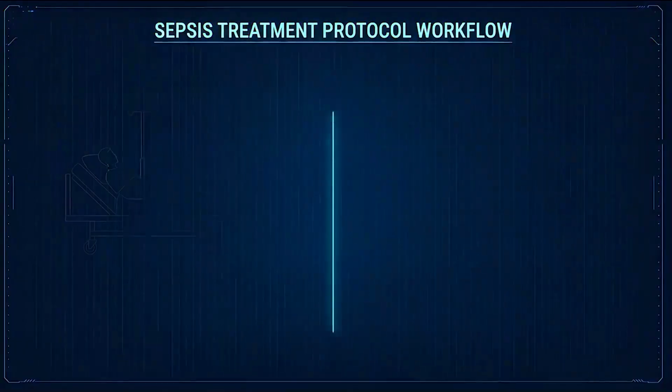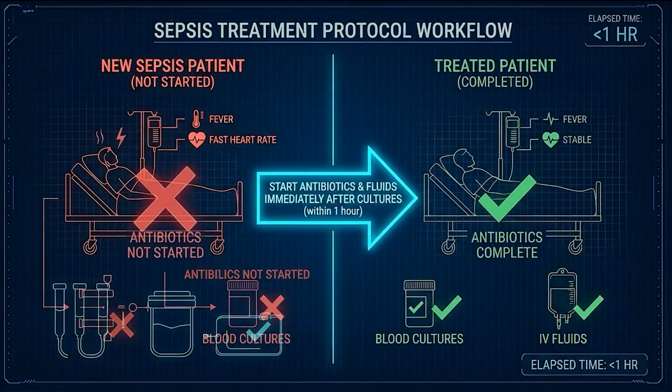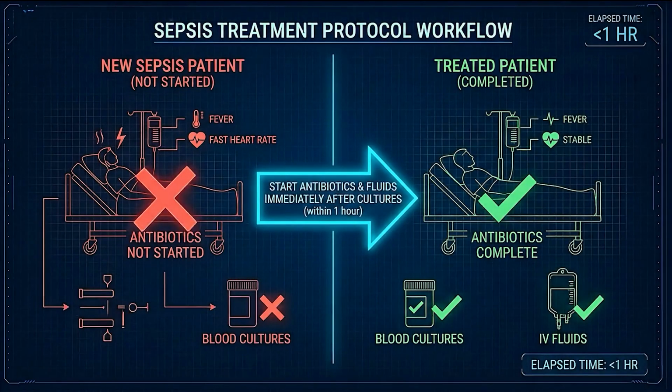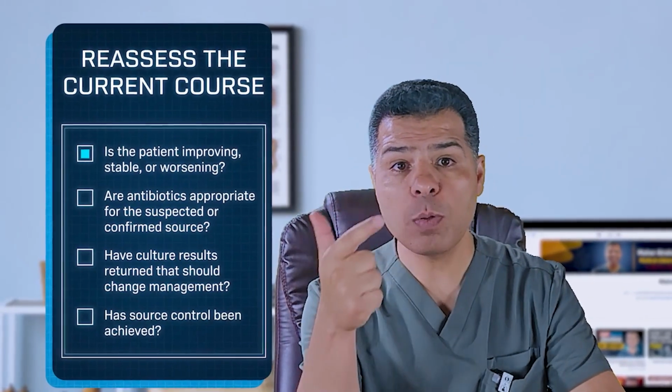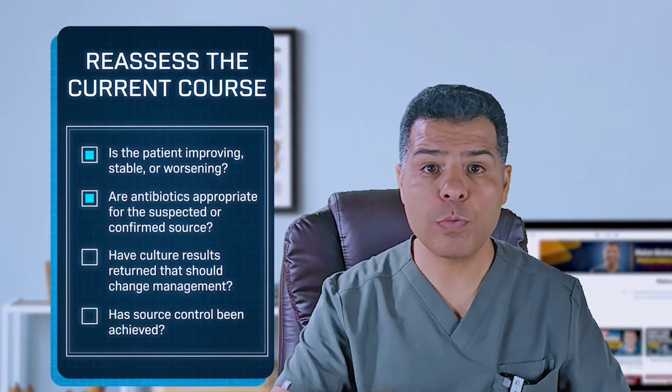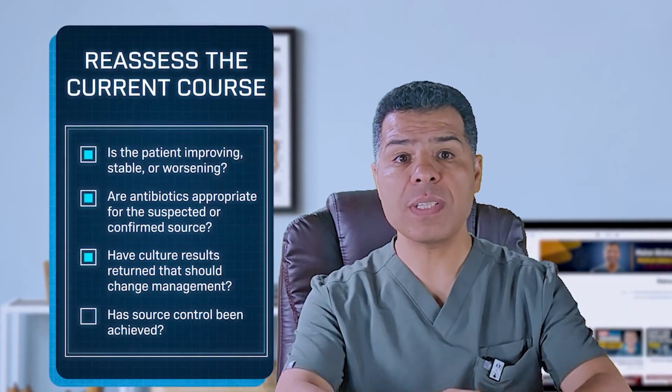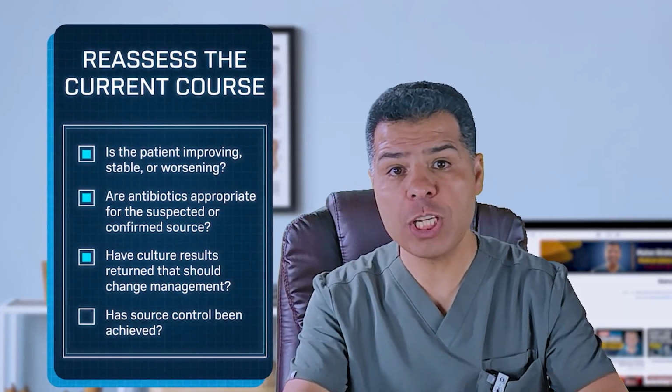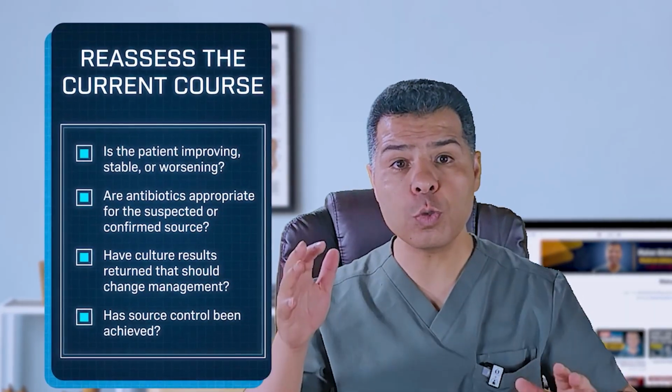The first question here is simple. Am I dealing with a new sepsis patient or an existing sepsis patient? If the patient was already diagnosed and treated, your role changes here. Instead of initiating another sepsis workup, determine where they are in their clinical course. Ask the following: is the patient improving, stable, or worsening? Are antibiotics appropriate for the suspected or confirmed source? Have culture results returned that should change management? Has source control been achieved?